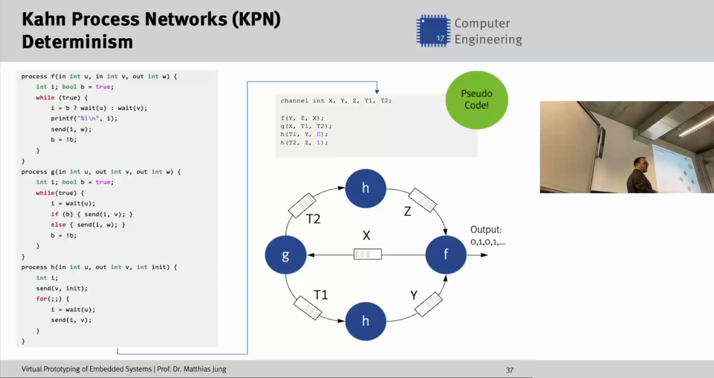Are you aware of that? How it works? Who could explain it? So you know this question mark colon operator, right? It's an inline if-else thing, right?